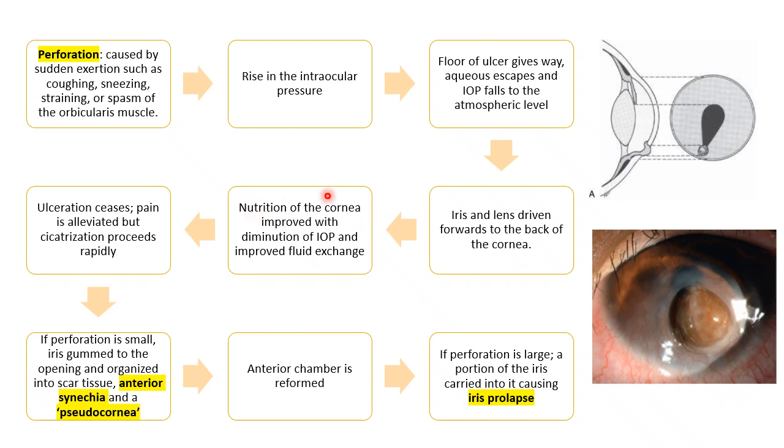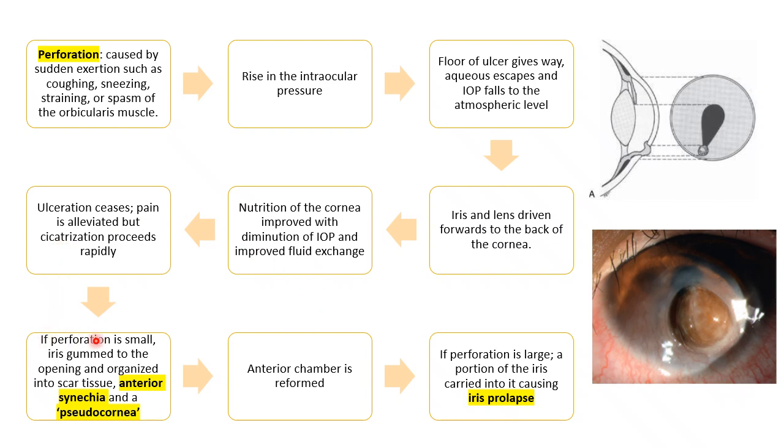exterior. Now, as this happens, the intraocular pressure falls, the nutrition of the cornea is improved because the intraocular pressure has fallen and there is improved fluid exchange. So now the patient's symptoms are alleviated. His or her pain subsides and further destruction of the stromal tissue stops and healing begins. But with healing also comes scarring, and scarring comes with its own dangers.